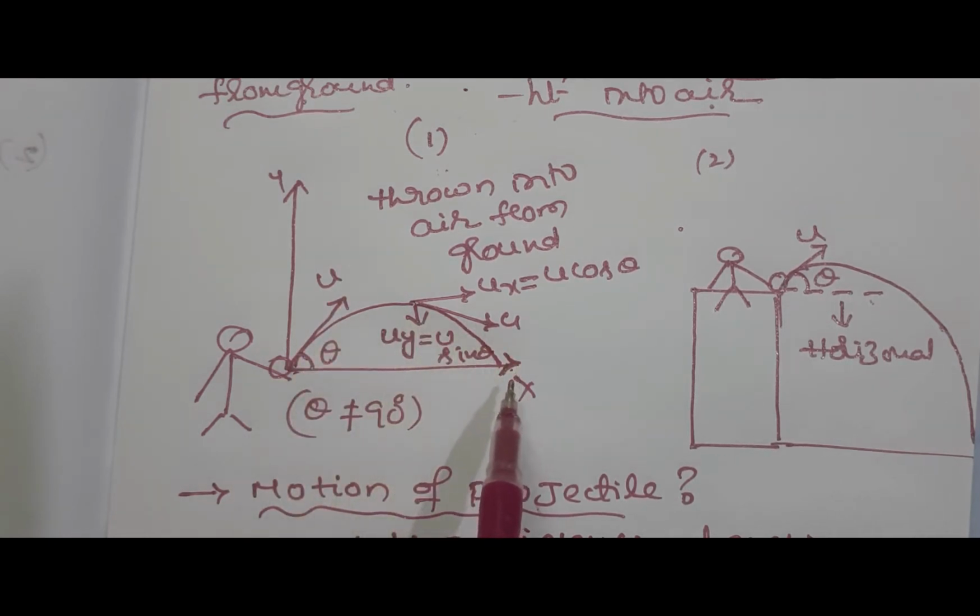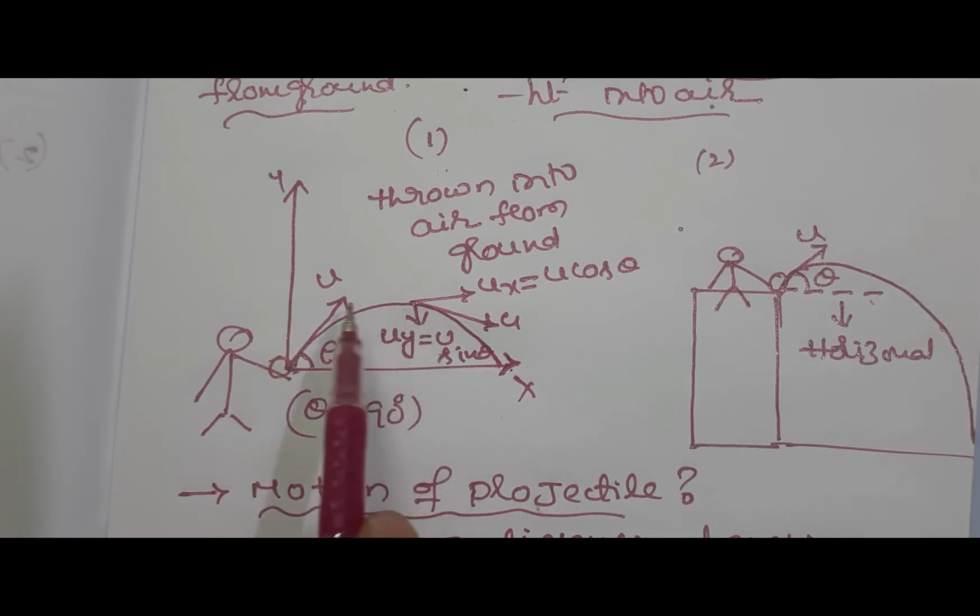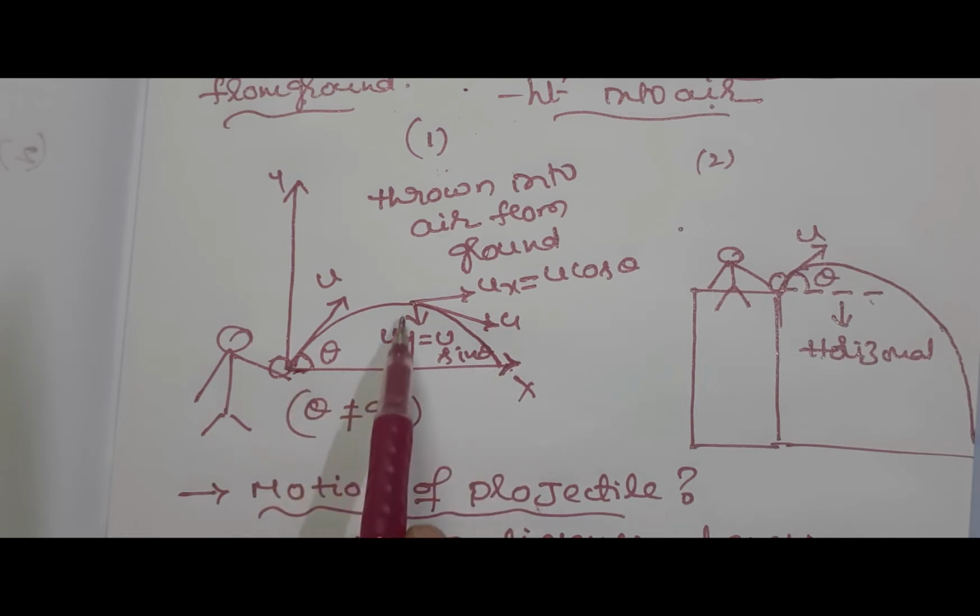It travels like that. It travels in two dimensions, that is, x and y coordinates are required to describe this motion. It is traveling along the x-axis, and it travels up to this point in the vertical direction, along the y-axis. So it is a two-dimensional motion.